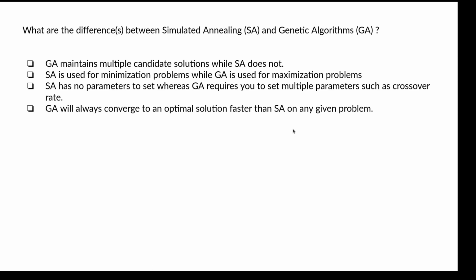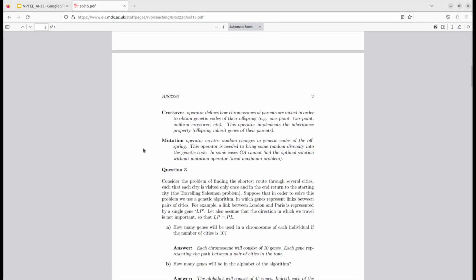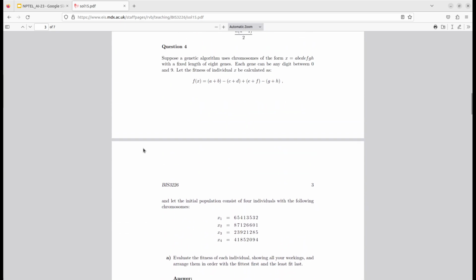No, this is not true. They can both be used for minimization and maximization. SA has no parameters to set, whereas GA requires you to set multiple parameters such as crossover rate. That's also not true. In simulated annealing, you also have a few parameters such as temperature. GA will always converge to an optimal solution faster than SA on any given problem. No, that's not a fact. So the only true statement among these 4 is that GA maintains multiple candidate solutions while SA doesn't. Now there is a worksheet problem I want to discuss, and one is this one.